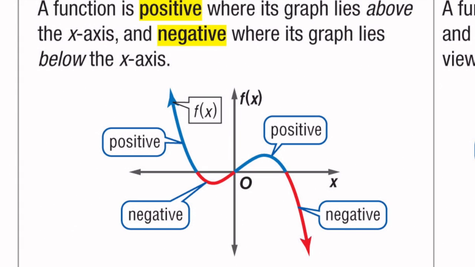So a function is positive where its graph lies above the x-axis, and negative where its graph lies below the x-axis. So you gotta keep in mind the x-axis, and anything above the x-axis will be considered positive. Anything below the x-axis will be considered negative. As you see, I'm highlighting the line for the x-axis, and the blue part of the graph is all the positives, and the red parts of the graph are all the negative.